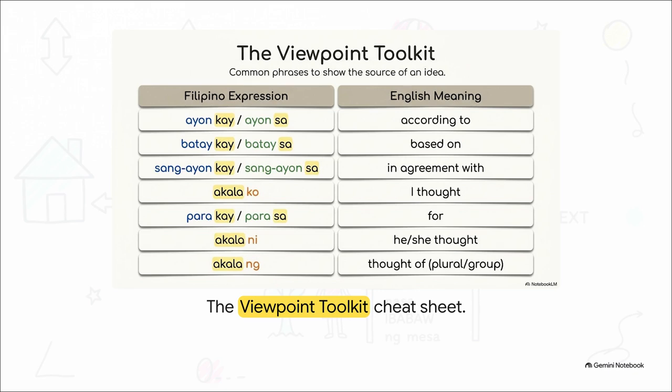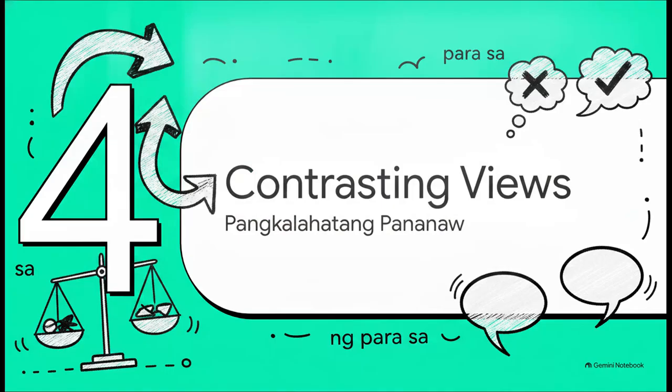Now here is your absolute exam cheat code. Notice how almost all of these phrases rely on the connectors kay and sa. If you spot kay or sa connecting to a name or a noun, bingo, you've likely just found your konseptong pananaw. Section 4, showing contrasting views.